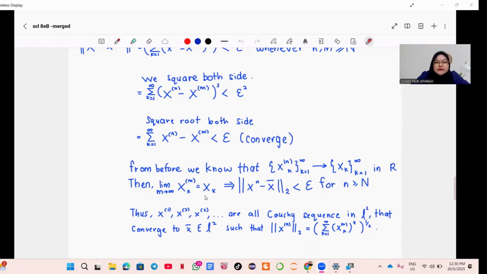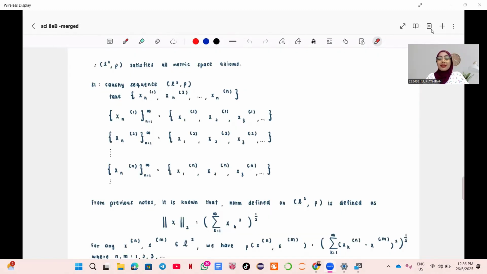That's all. So now I would like to recap the key steps of the proof and explain the significance of completeness, especially in the context of the space L2. So in this proof, we aim to show that the space L2, which is the space of all real sequences whose squares are summable, is complete. So recall the definition, which is that every Cauchy sequence in L2 must converge to a limit that also lies in L2.